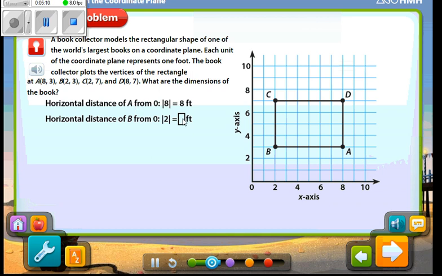What is the horizontal distance of B from 0? It is right here. 2 feet. When you subtract 2 feet from 8 feet, the difference is the distance from A to B. The distance from A to B is 6 feet. Now let's find the width of the rectangle, which is the distance between points C (2, 7) and B (2, 3).